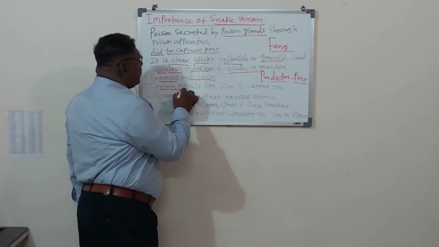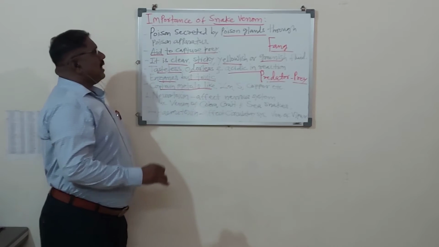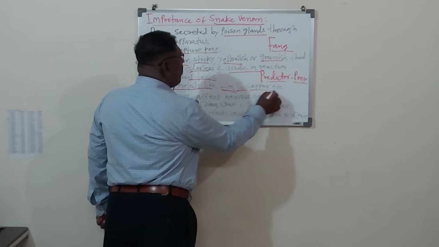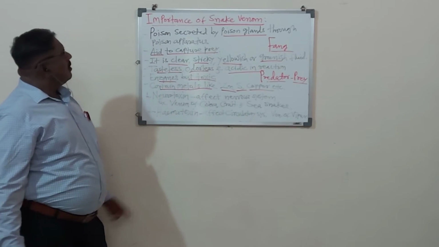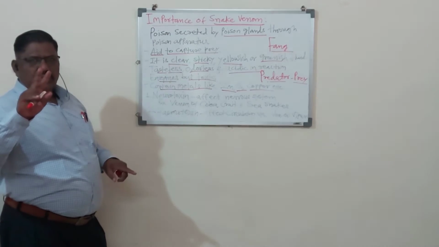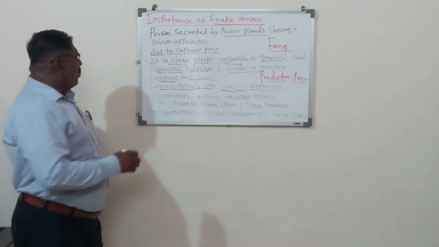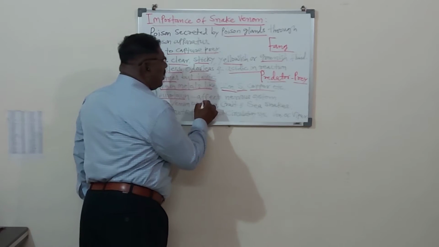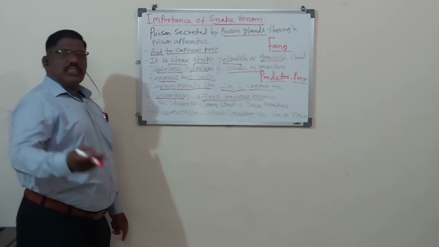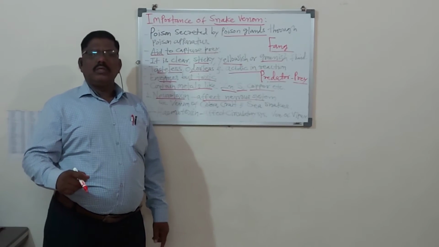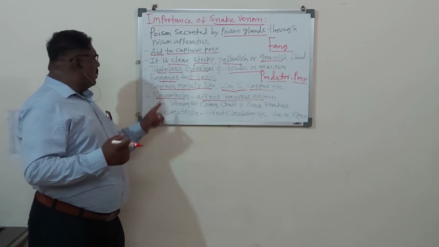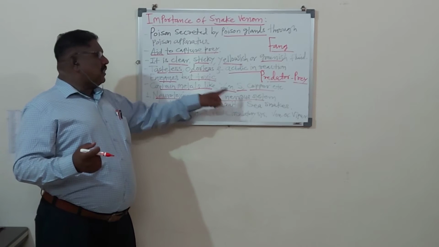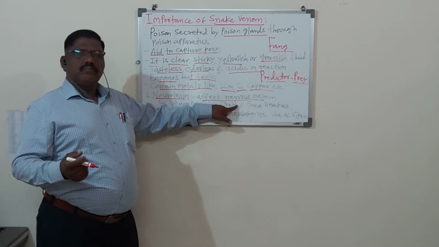Snake venom contains metals, that is zinc, sulfur, copper, etc. Remember, snake venom is of two types. One is neurotoxic. Neurotoxic means that it affects the nervous system. In the nervous system there are neurons. Nervous cells are called neurons. So neurotoxic means the snake venom which affects the nervous system directly.